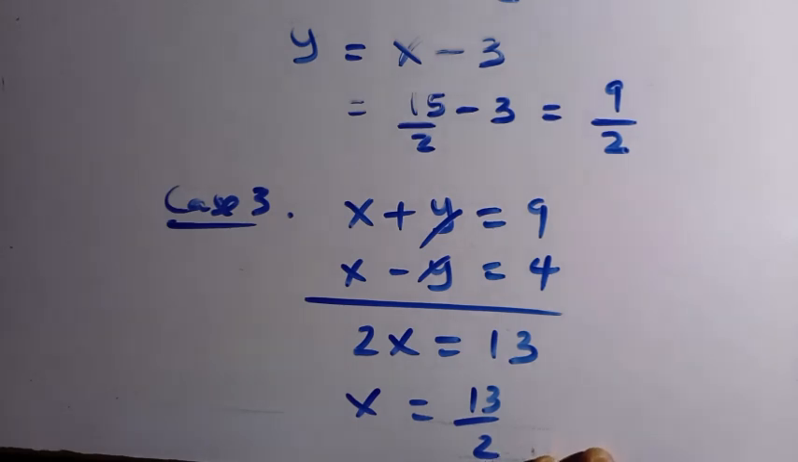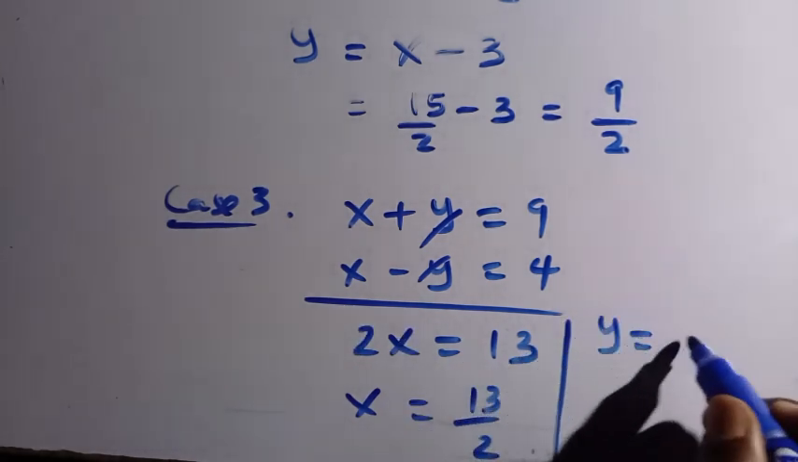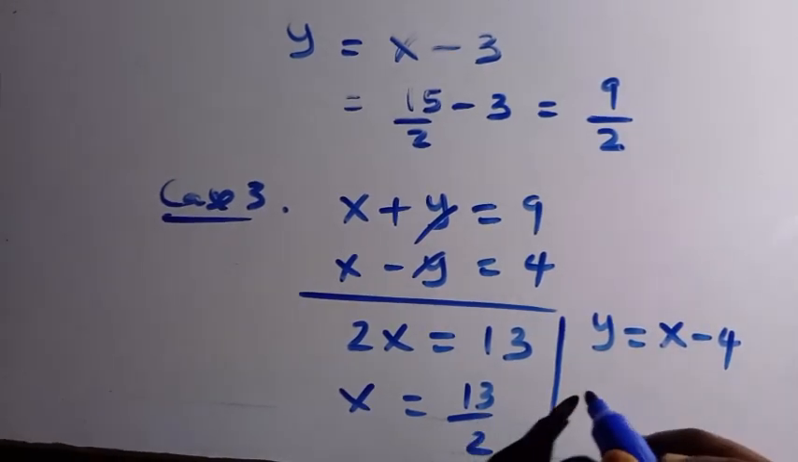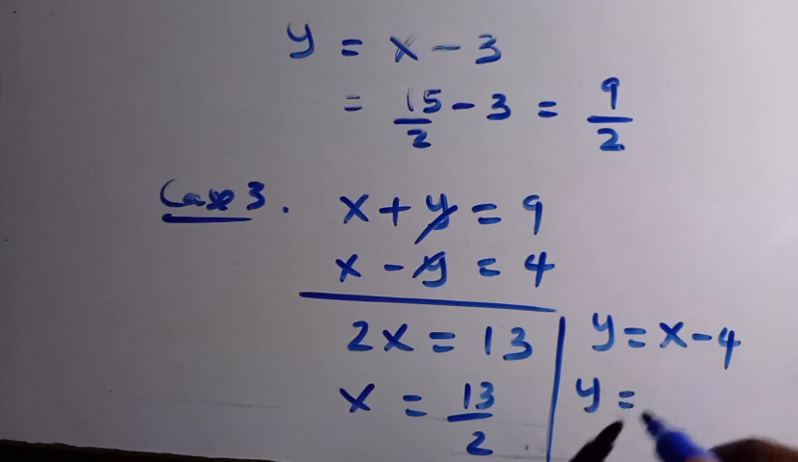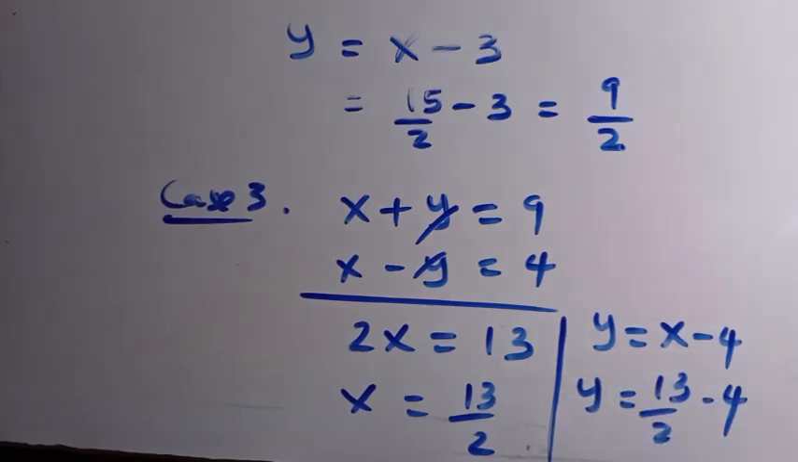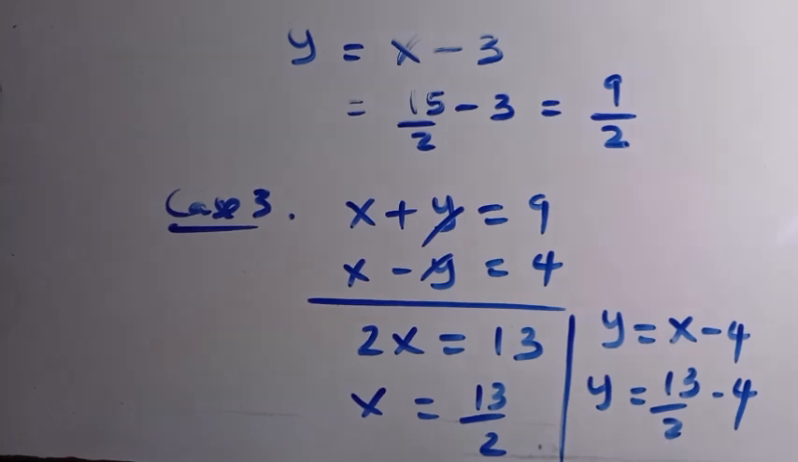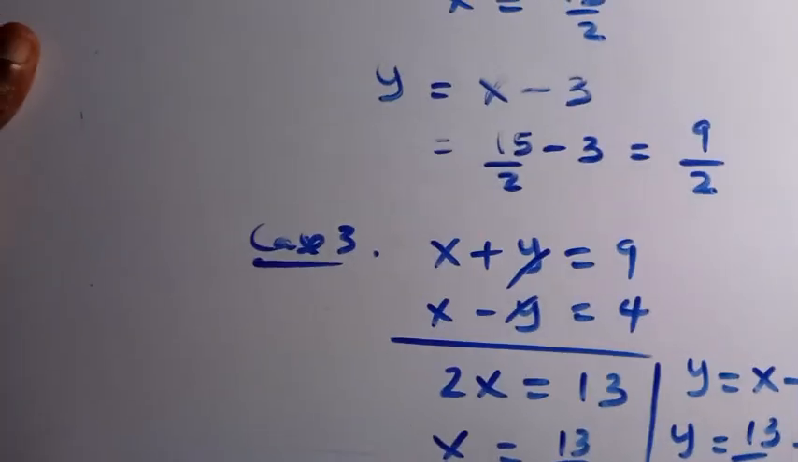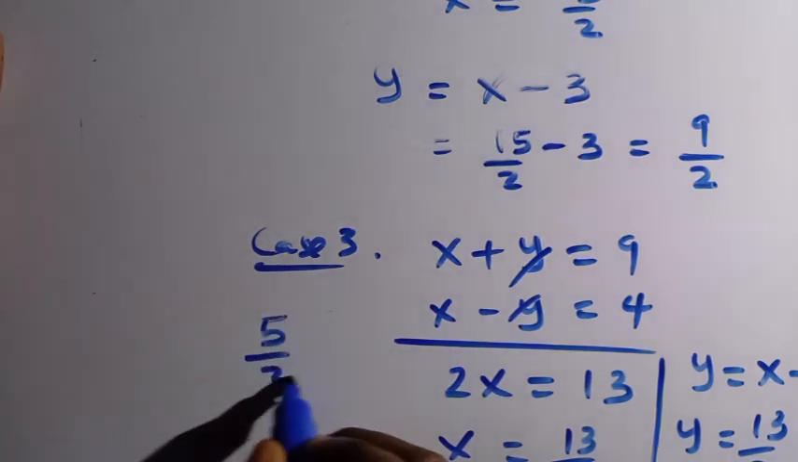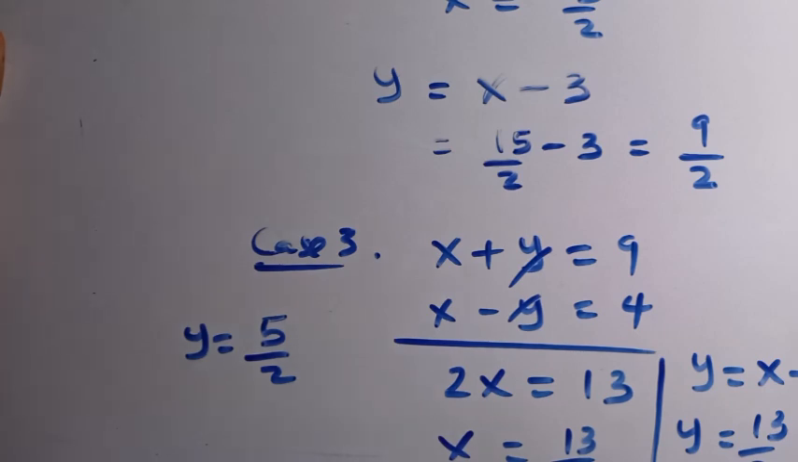And for the value of y, we consider this second equation, so making y the subject, it means we have x minus 4. Then by substituting here, we have y equals 13 over 2 minus 4. So we have 2 times 4, that is 8, then 13 minus 8, that gives us 5 over 2. So it means y equals 5 over 2 for this case.